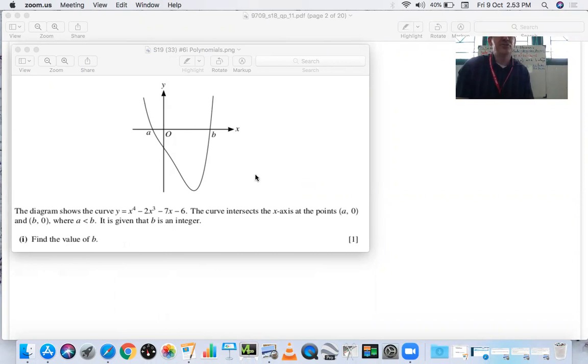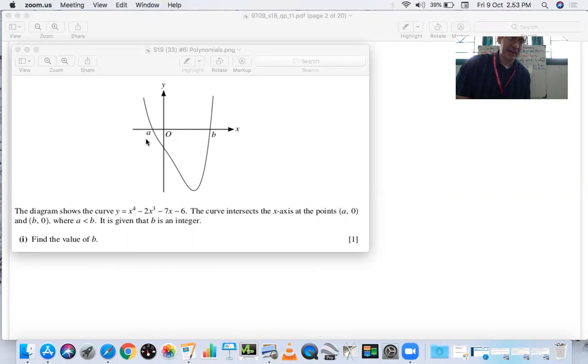Here you have this graph, and there's no numbers on it whatsoever. It's a 4th power polynomial equation. It shows the equation here, y equals x fourth minus 2x cubed minus 7x minus 6, says that the curve intersects the x-axis at a, 0, and also at b, 0, shows that a is less than b.